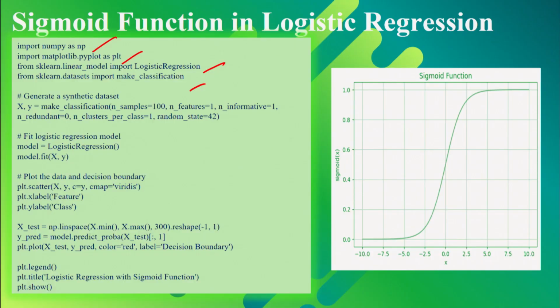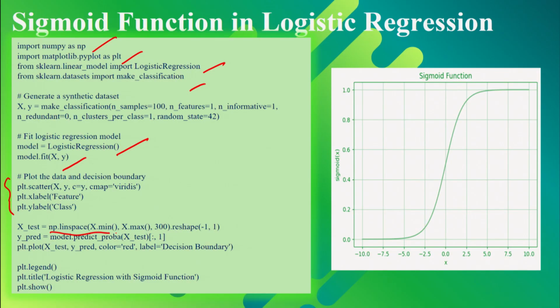Now we are using logistic regression to fit the model. After fitting the model, we use a scatter plot for featuring the classes, showing how many values are there in class 0, class 1 and class 2. And here we call the linspace function, where this function will take the minimum and maximum of the x values, and it will create the test data.